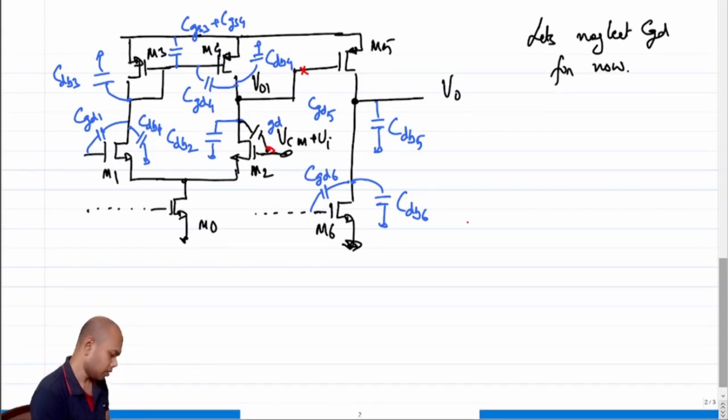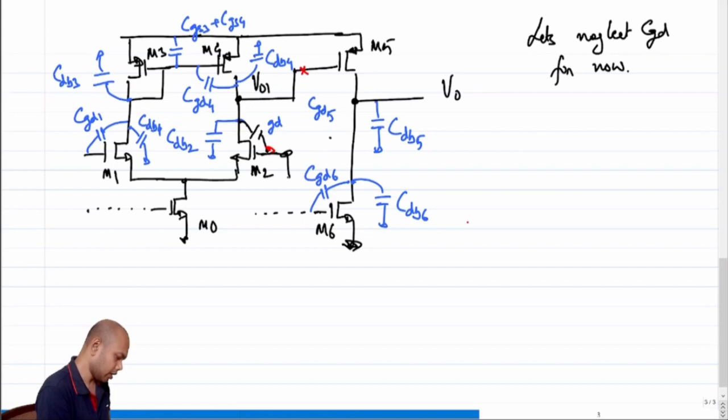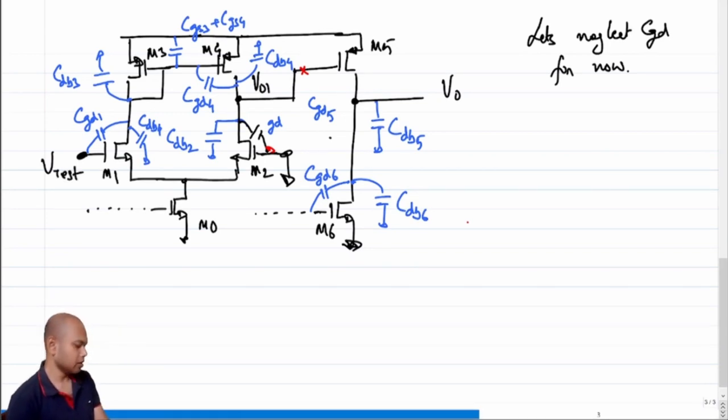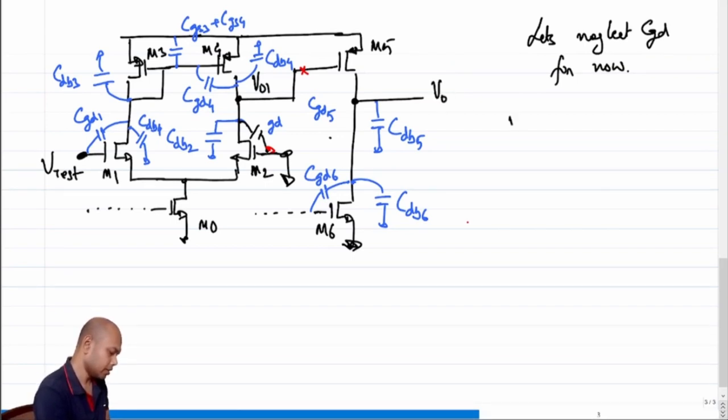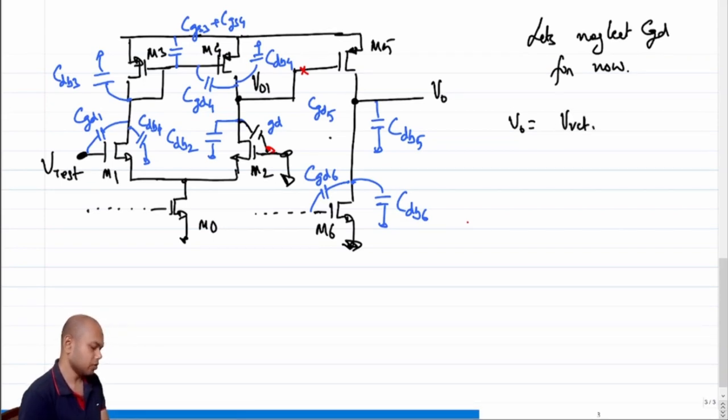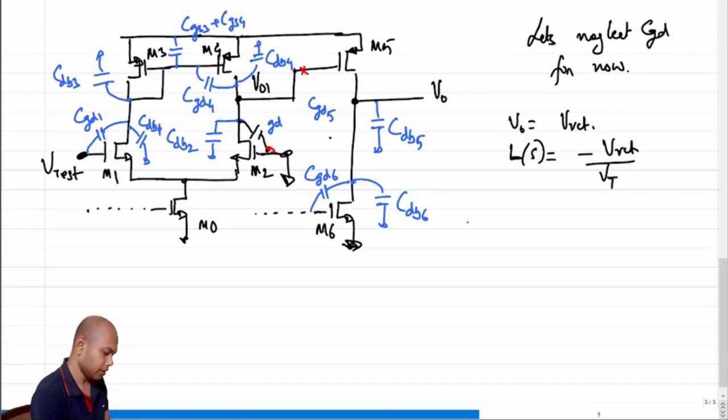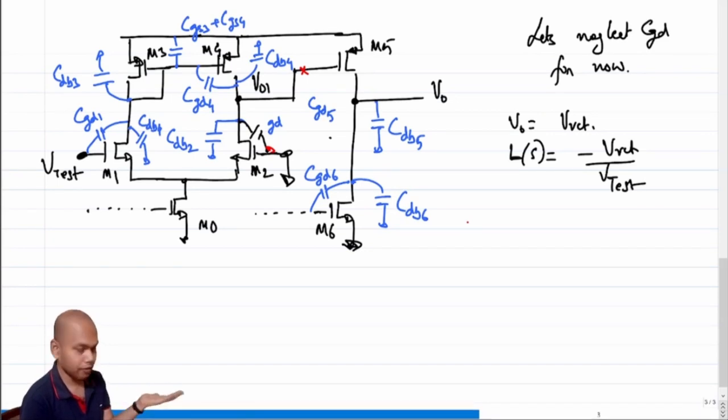So we broke the loop, right? We incrementally shorted the input, apply a test voltage, Vtest, right? And we are going to see what's our output, because in this case V naught itself is V return, right? In this case, V naught is equal to V return, right? So we are looking for minus loop gain, which is minus V return over V test. Okay, fine. So if I concentrate on M2, one of the inputs has gone, the input of M2 has gotten to ground, which means that the CGD capacitance is now grounded, right? Which means it comes in parallel to CDB2, right?